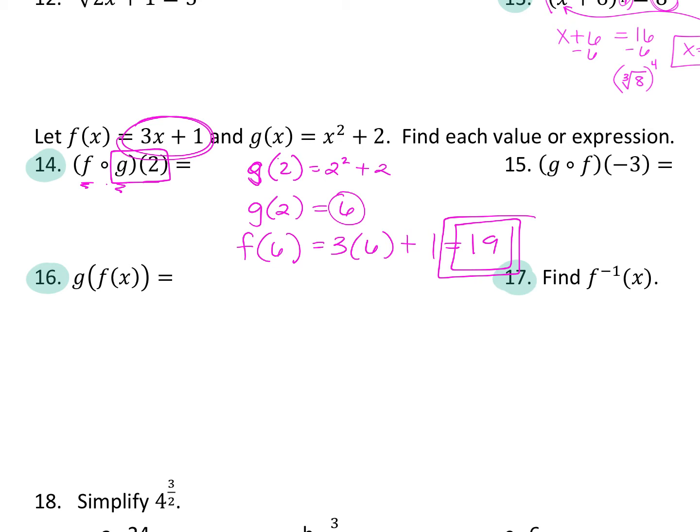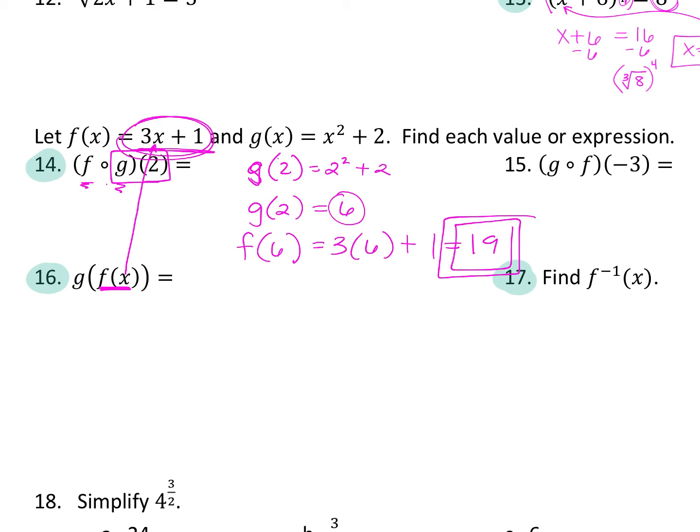Okay, number 16. G of f of x. So we're taking f of x. Does this one make more sense to you? Yes, because the parentheses seem to make a little more sense, right? So f of x is this, okay? You're plugging an x into the f of x function. So you're plugging in an x for x, which means it's just 3x plus 1, right?